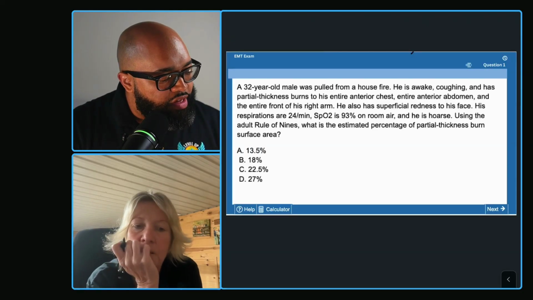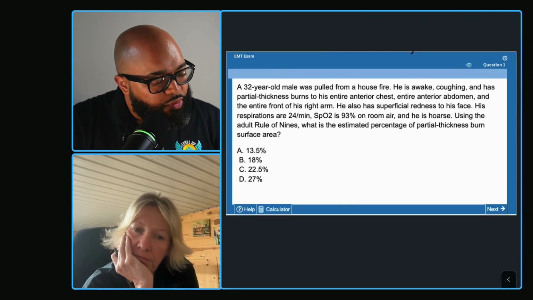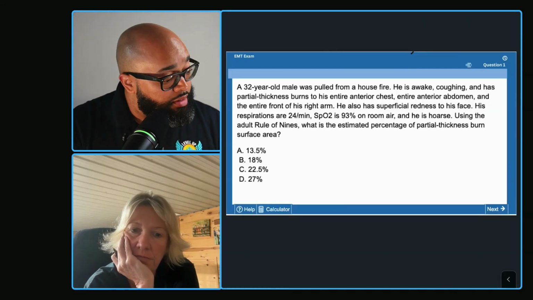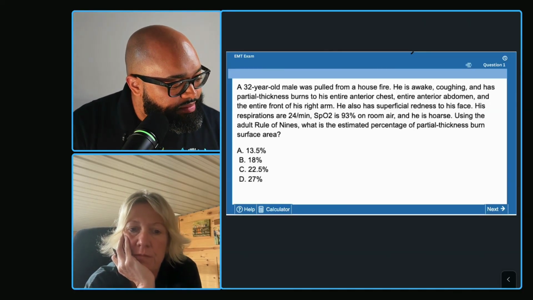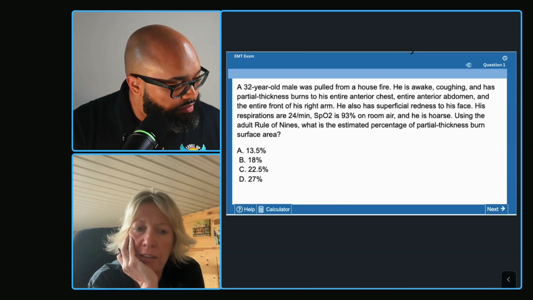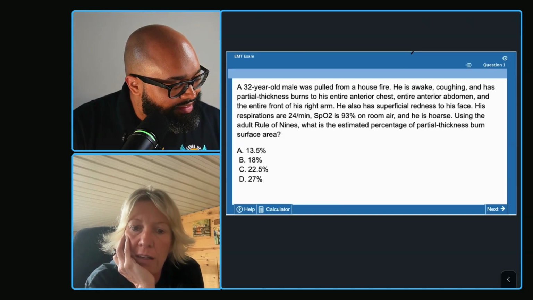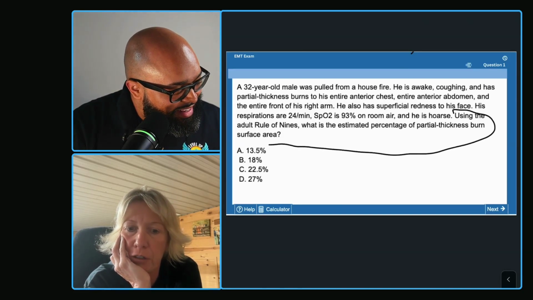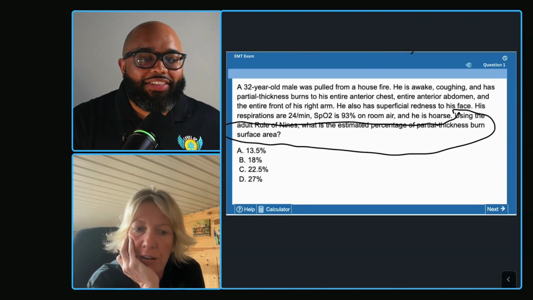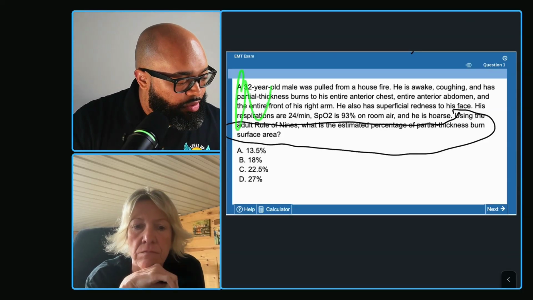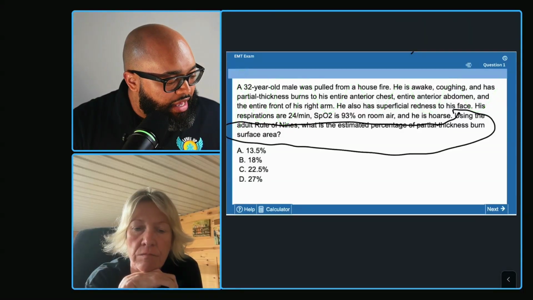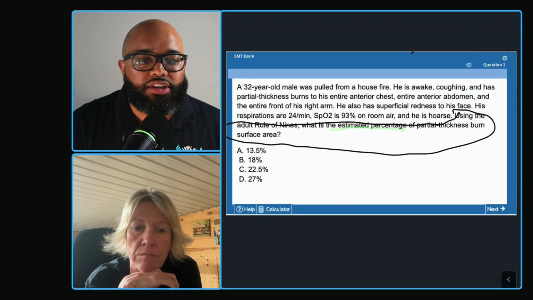So here's what we're going to do. Where would you start when you're reading this? At the question. All right. So where's the actual question in all this? Using the adult rule of 9s, what is the estimated percentage of partial thickness burn surface area? That's the actual question. So this question, no matter what they tell us in this story, the actual question is, what is the estimated percentage? So we need a number.